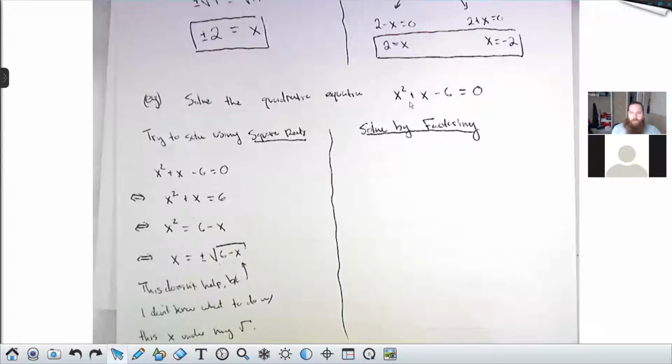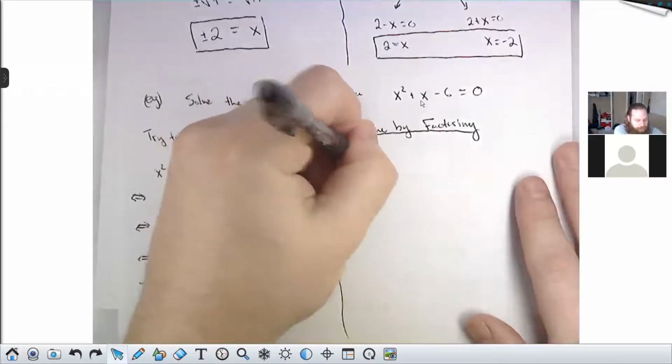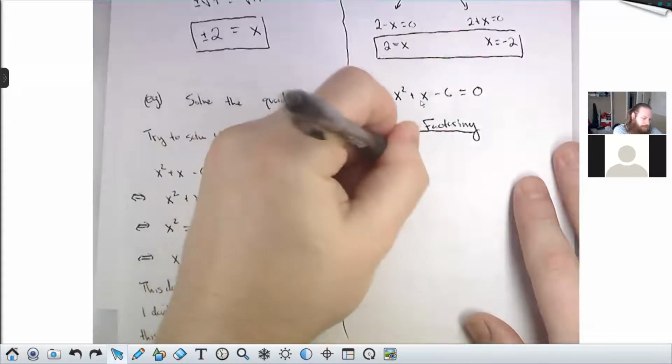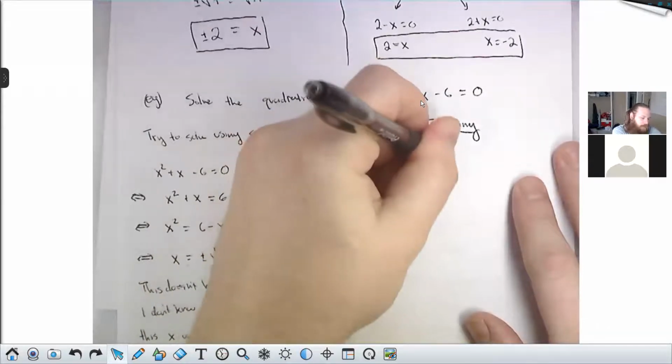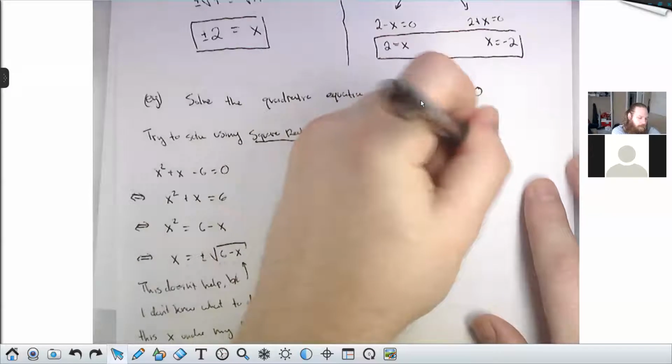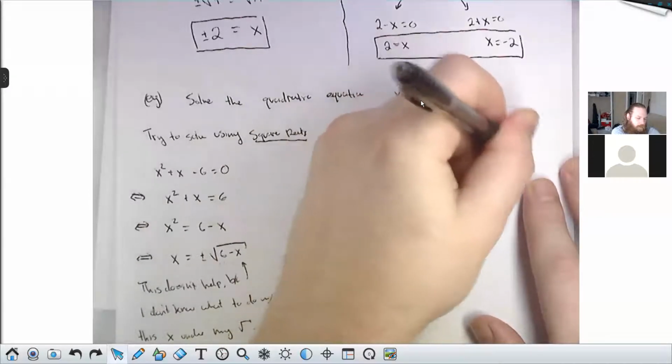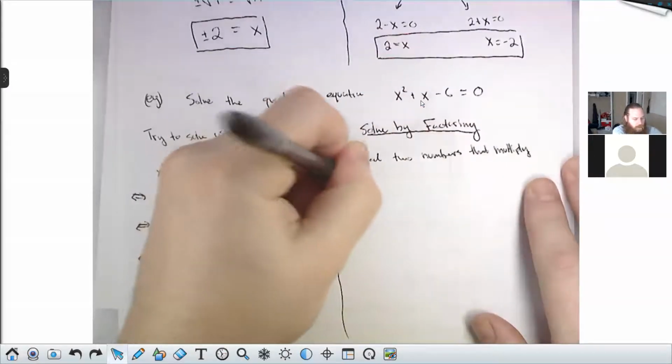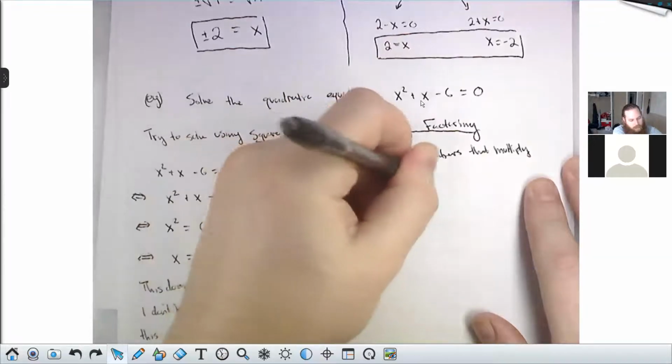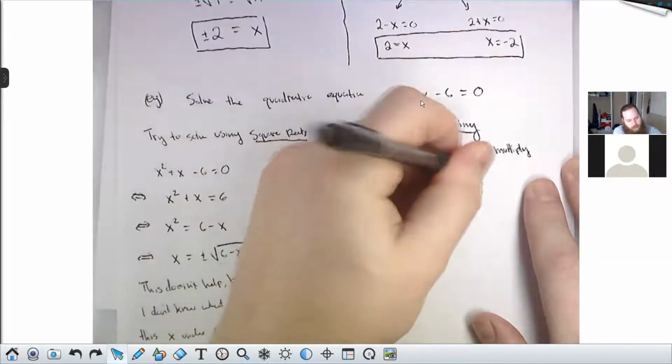And then we look for two numbers that multiply to that product and add up to whatever the middle term is here. So in this case, a times c is -6 because a is 1. So I'm looking for two numbers that multiply to -6 and add up to +1.